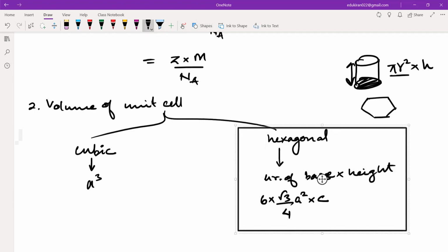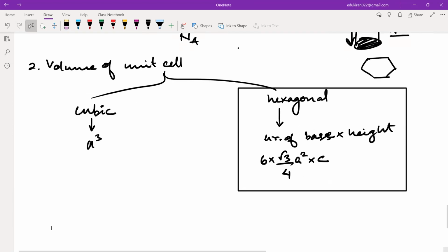Even in the entrance exams, they will not ask you directly to calculate the density of hexagonal unit cell. But I think they have asked once: what is the volume of hexagonal unit cell? So you may keep this in your notebook. The volume of a unit cell is what? Always a cube. Volume of unit cell is a cube.